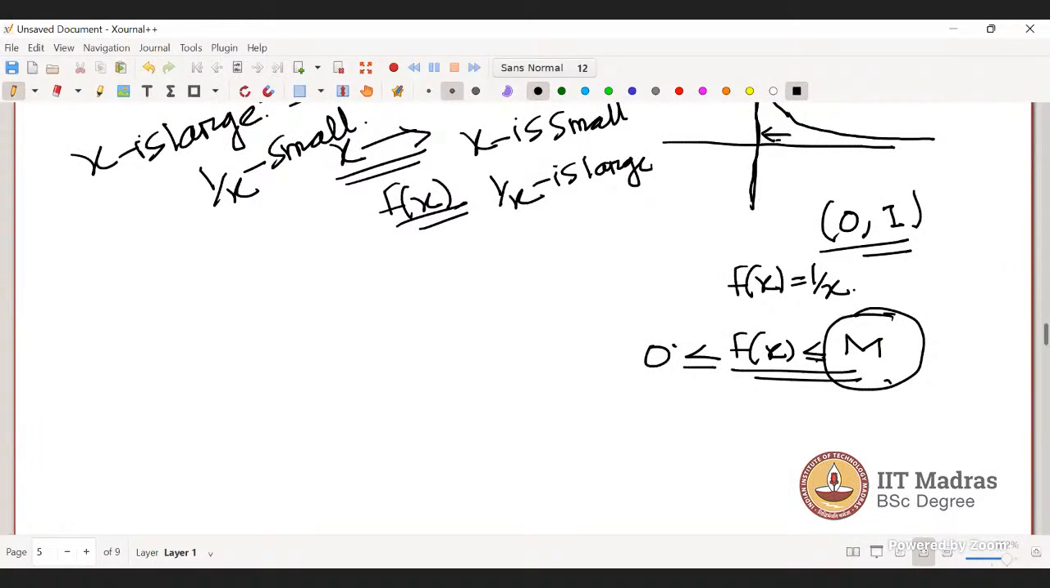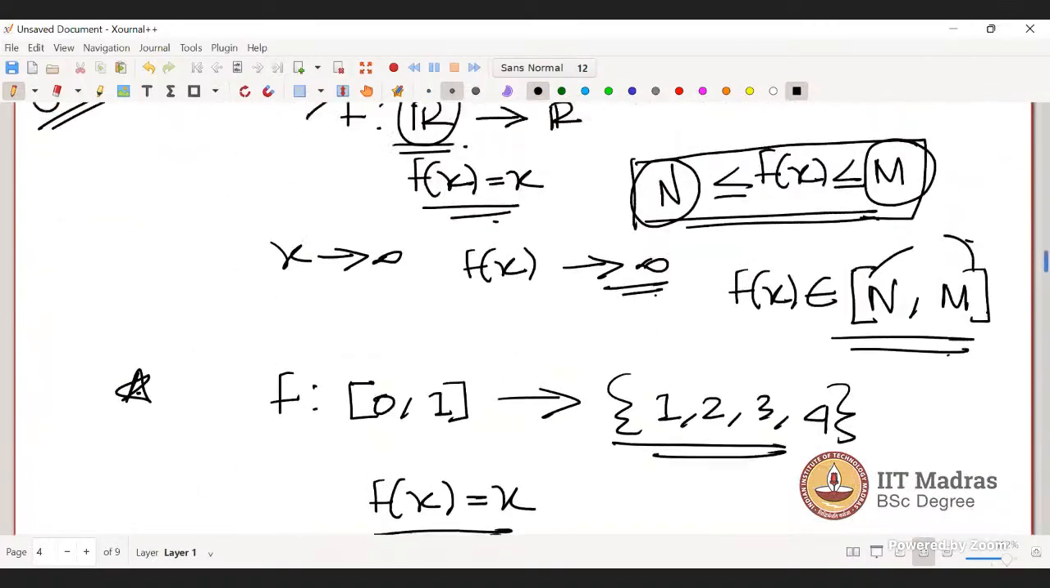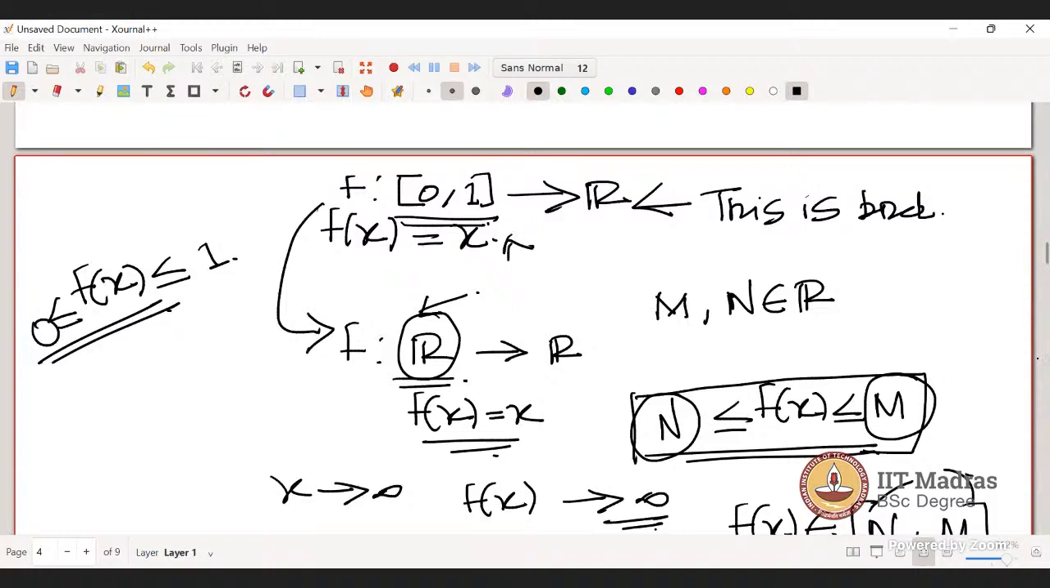To prove that a function is bounded, you always have to produce a lower bound as well as an upper bound. If you can do that, then only can you say that the given function is bounded. If you cannot, then the function is not bounded. For this function, 0 is a lower bound and 1 is an upper bound. The value of the function is always between 0 and 1.